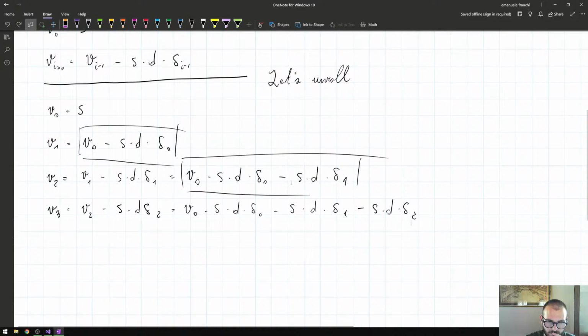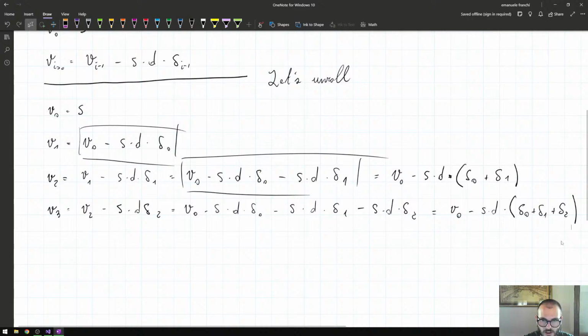You can group these like that, like this. V0 minus S times D times delta 0 plus delta 1. Everything makes sense, right? Minus SD delta 0 minus SD delta 1. This is the same thing. It's V0 minus S times D times delta 0 plus delta 1 plus delta 2. Okay.